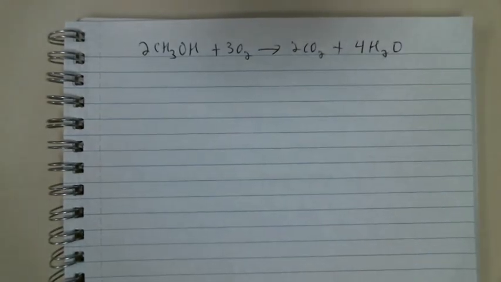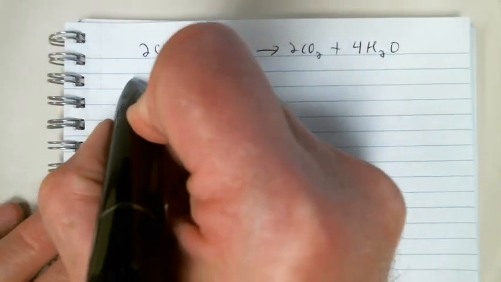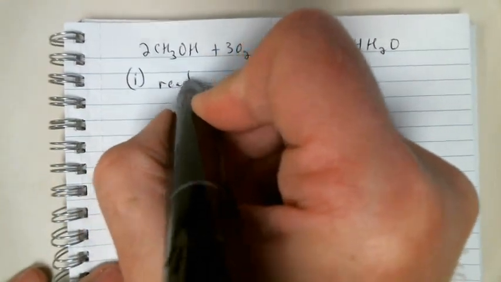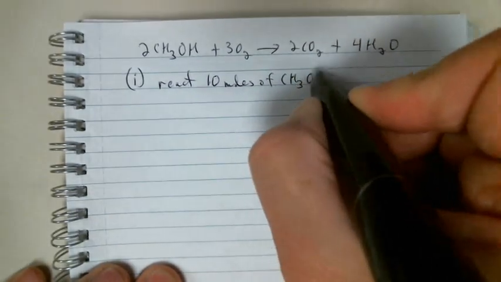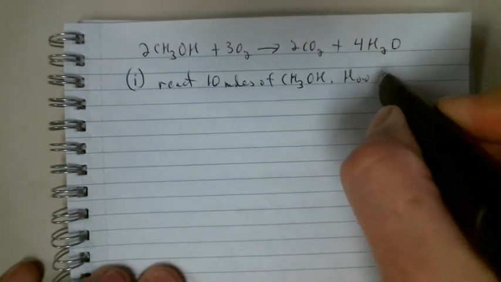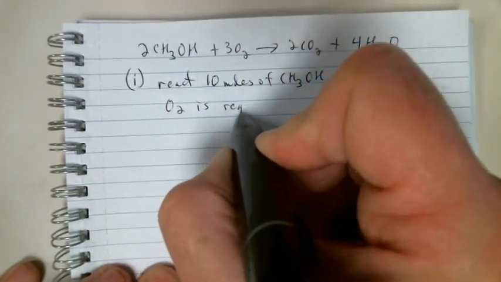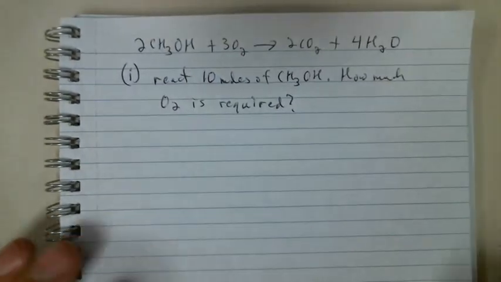We talked about the simultaneous meaning there. So we can do stoichiometry here. So let's first do this. What if we have, let me number them. So the first one, we're going to react 10 moles of CH3OH. And then we're going to ask how much O2 is required. Okay, so you get the idea here.